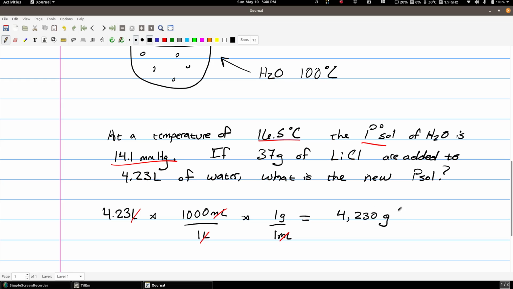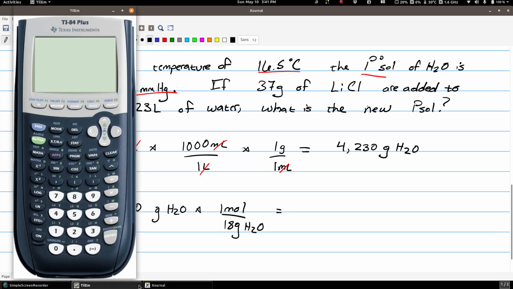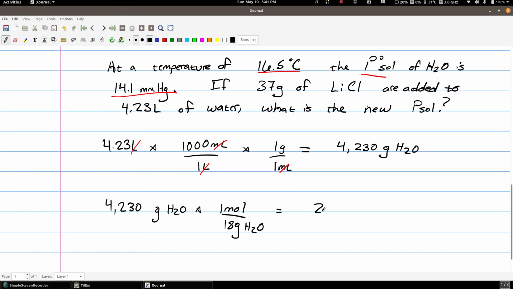That means you have 4,230 grams of H2O. We're not done with H2O because we still have to divide by its molar mass to get the moles. So we take 4,230 grams of H2O times 1 mole divided by 18 grams of H2O, and that gives you 235 moles of water.